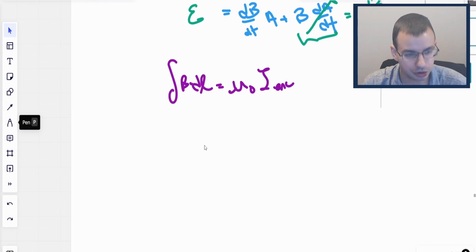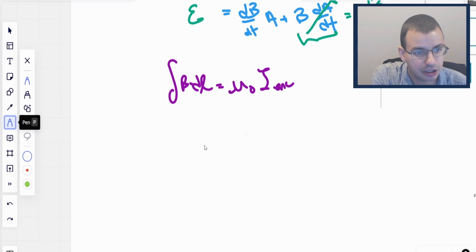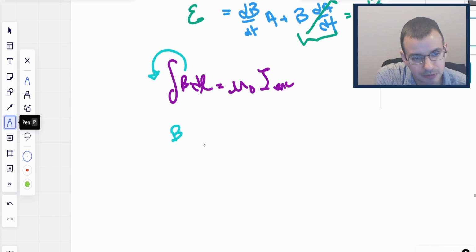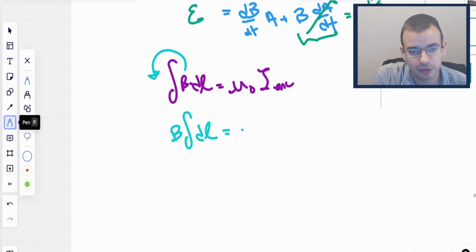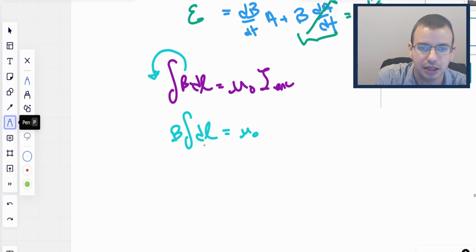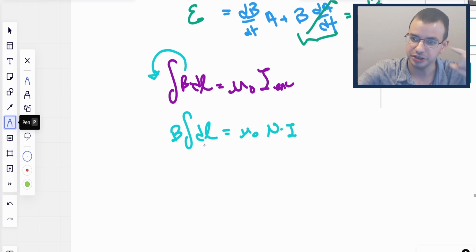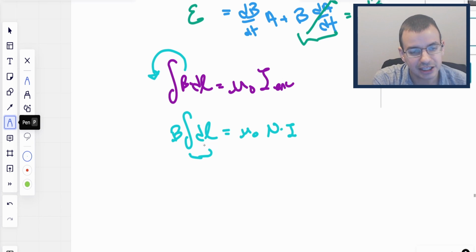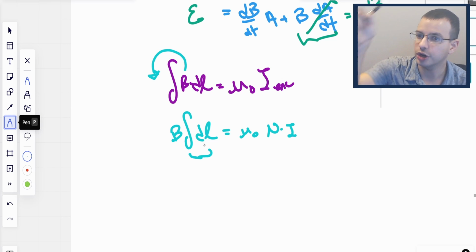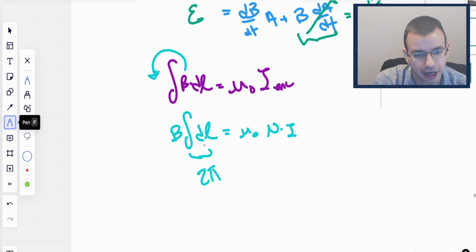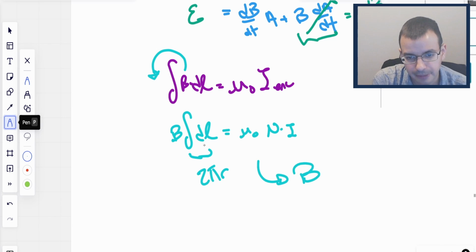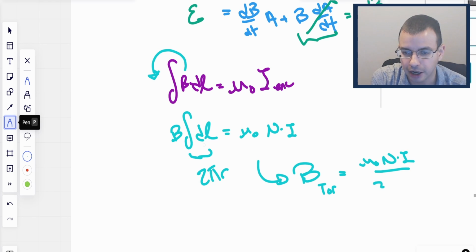So long story short, the magnetic field we assume is constant, so we can pull that outside of our integral. We have B integral dl equals mu naught I enclosed, which I'm going to rewrite as N times current. The total enclosed current is each of the individual wires times the number of loops. The length of our path, since we're just going around our donut, is just going to be 2 pi r. Long story short, the magnetic field inside the toroid is going to be mu naught N times I over 2 pi r.